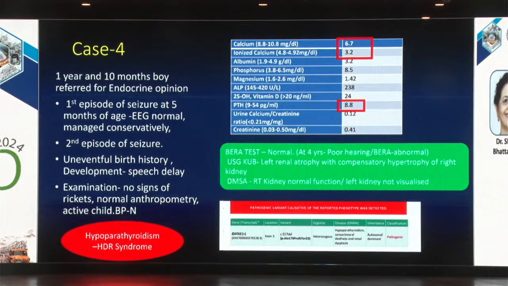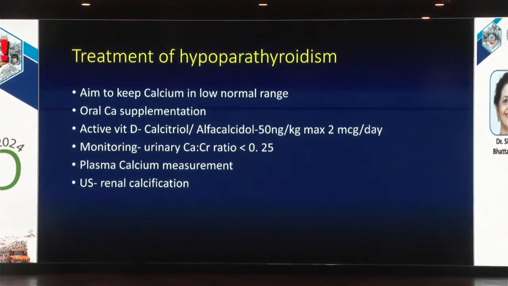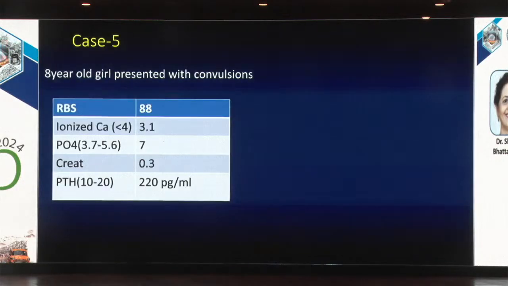I have 3 patients with HDR, and they are doing very well. So when you have hypoparathyroidism, you have to treat with calcium and active vitamin D, either calcitriol or alfacalcidol, and always monitor the urinary calcium creatinine ratio and do a renal ultrasound to make sure you are not overtreating and to rule out calcification. So my last case is an 8-year-old girl who presented with convulsions.